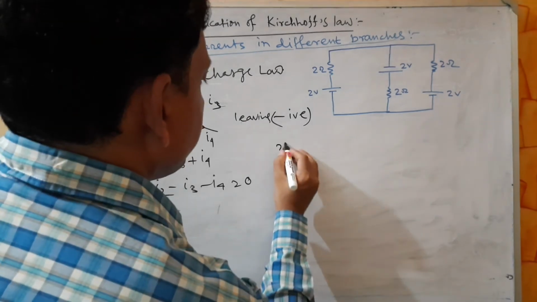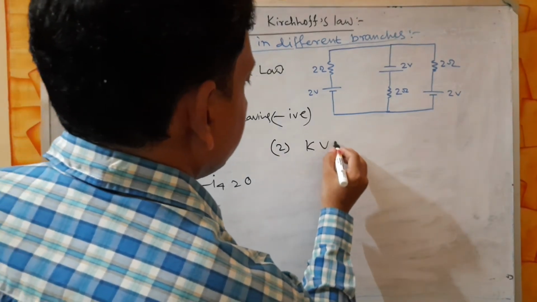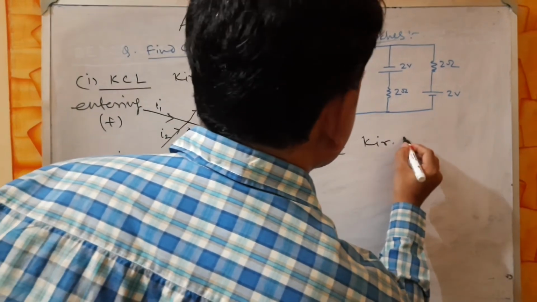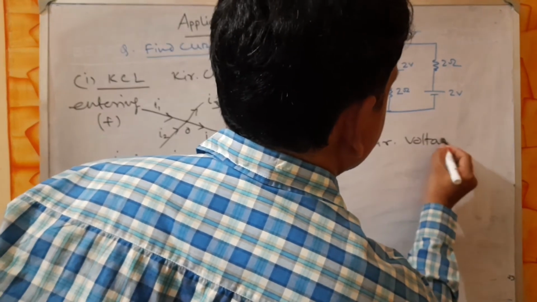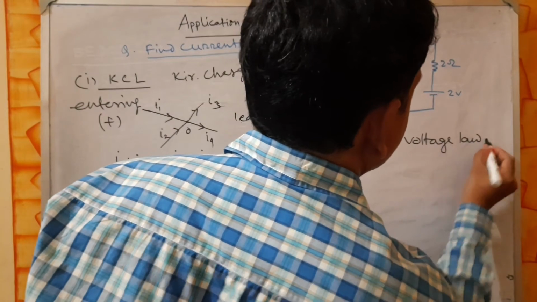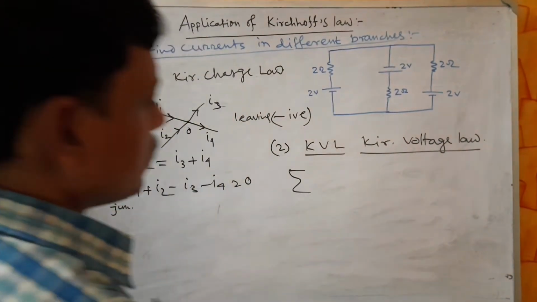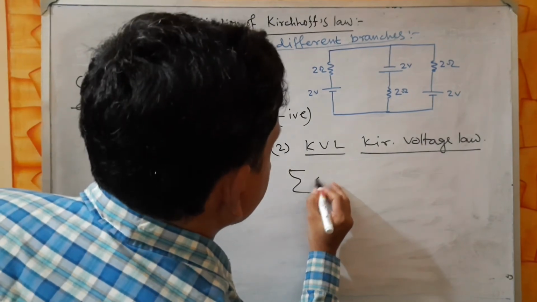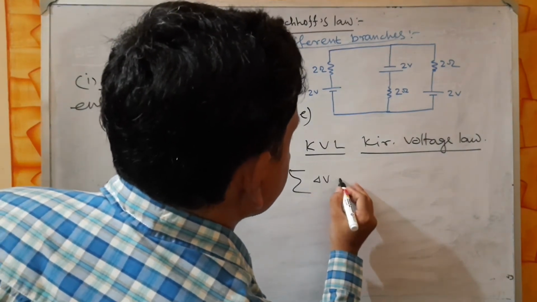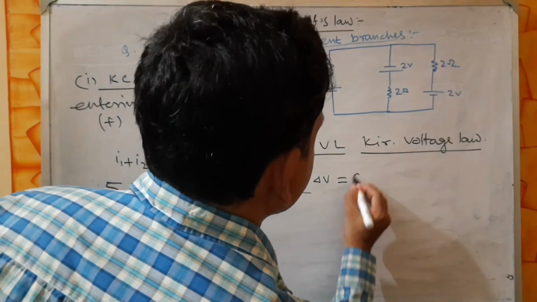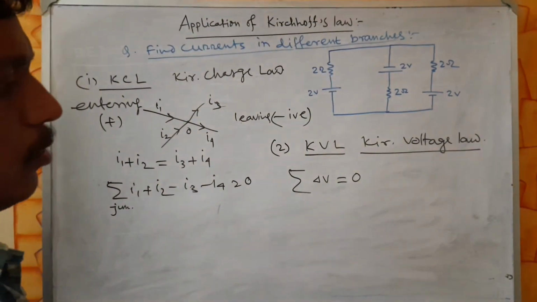Second law, KVL, Kirchhoff's voltage law. The summation of the potential differences in any closed loop is equal to 0.